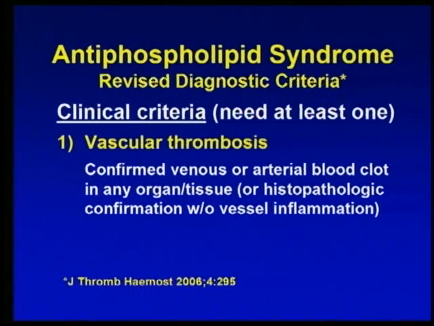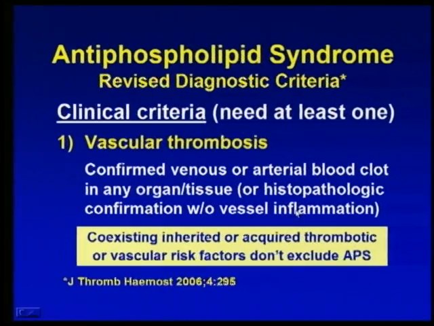As with the Sapporo criteria, the revised criteria require a clinical complication, either a vascular or an obstetric complication. And the vascular complication could be either a venous or an arterial blood clot in any organ or tissue, or histopathologic confirmation of vascular thrombosis without vessel inflammation. And importantly, these patients who have thrombosis in the arterial or venous system could still fulfill criteria for the antiphospholipid syndrome, even if they have coexisting inherited or acquired thrombotic or vascular risk factors.